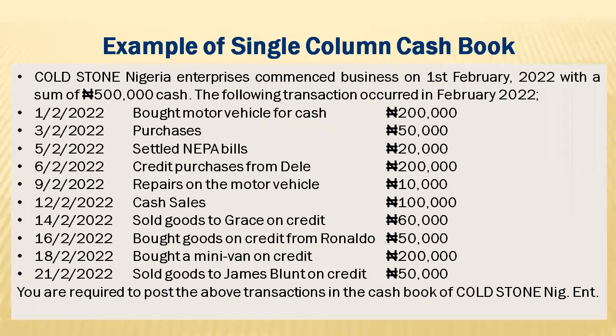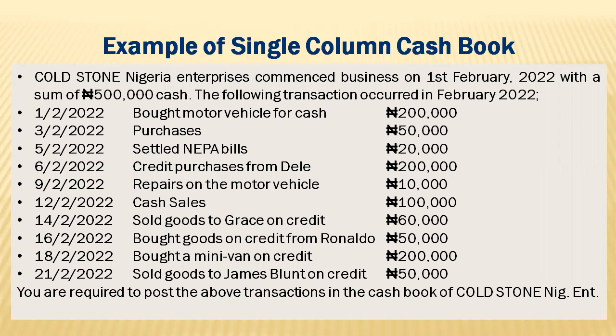So let's look at this example. Example of single column cash book. Coldstone Nigeria Enterprises commenced business on 1st February 2022 with the sum of 500,000 cash. Now, we are commencing business with the sum of 500,000 cash. That is capital. So capital will be recorded on the debit side because we are receiving funds from the owner. If you remember our business entity concept, which says that the business must be separated from the owner. It's as simple as that. So the 500,000 will be recorded on the debit side.